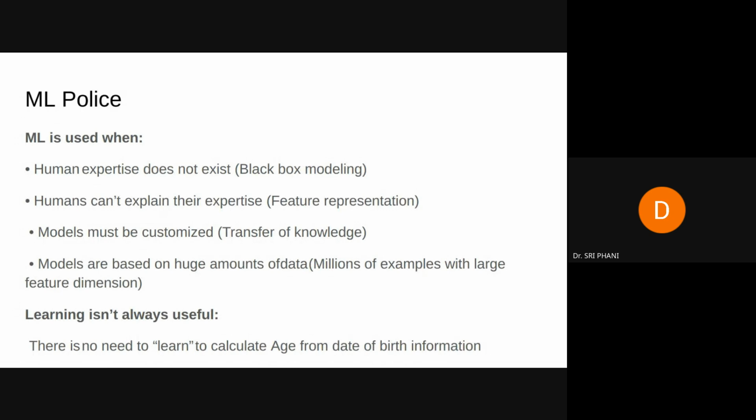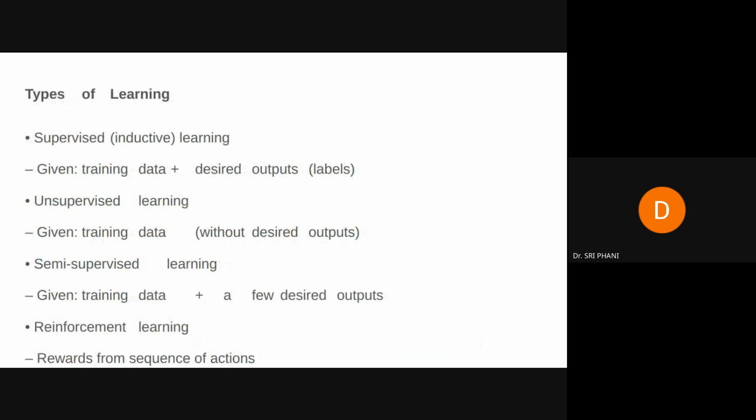Learning is not useful when there is a lot of human expertise available and there is no need to learn the aspect in the given task, because there is nothing to learn. For example, if you are already given age, you need not calculate age based upon your date of birth. Date of birth information is already available, so there is no point in estimating the age. You can take a simple logical flow.